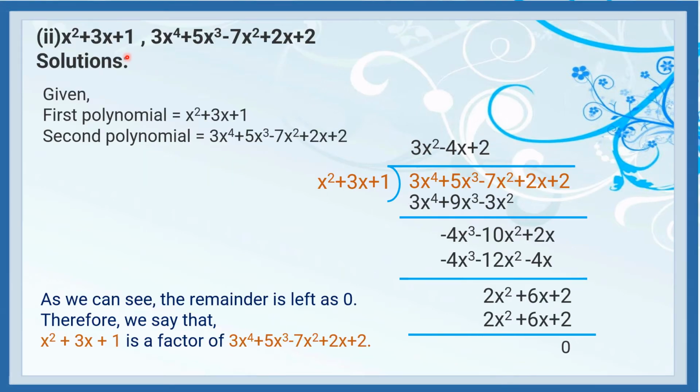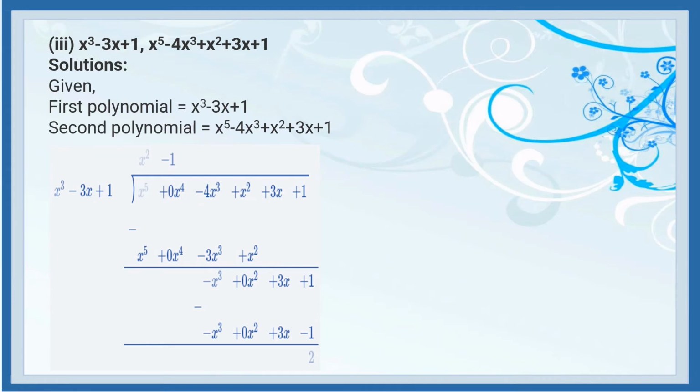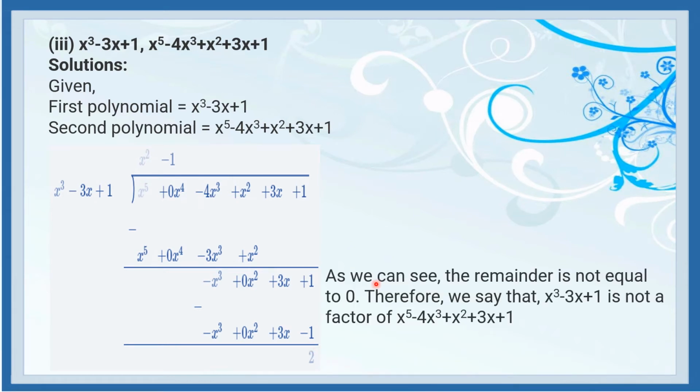Second question, here also we divide this polynomial by x square plus 3x plus 1. Okay, when we divide, we get the remainder as 0. Okay, so this is the factor of the second polynomial. Here also, when we divide this by this, we are not getting the remainder as 0. We get a remainder as 2. So it is not the factor. Okay, so we can say that x cube minus 3x plus 1 is not the factor of the second polynomial.